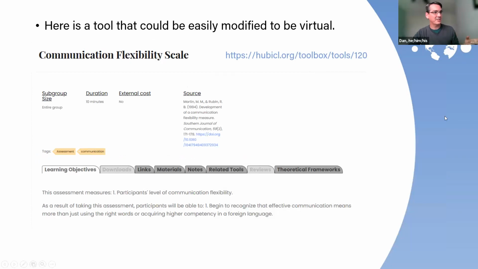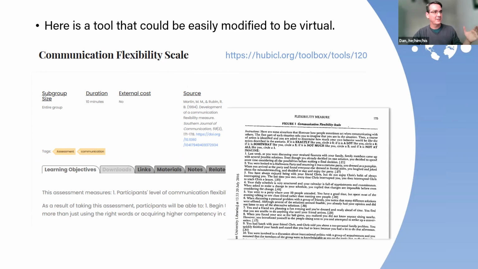This is a tool that can be easily modified. This is an assessment, the communication flexibility scale. This is the scale right here. It's not very accessible right now, but if somebody wanted to turn this into a Qualtrics, for example, that could be very easily responded to by students, that's something that would lend itself to being revised. So there are even some simple things that would count as a revision from the original.